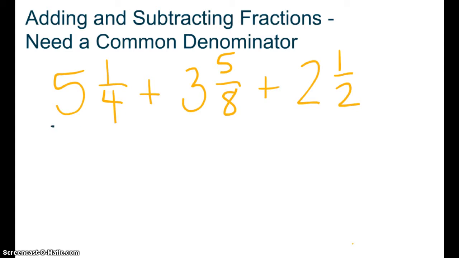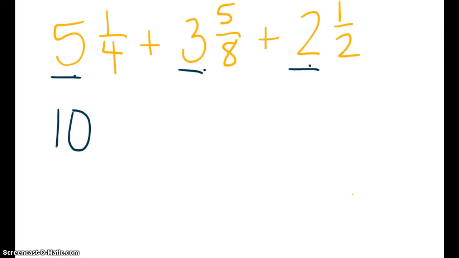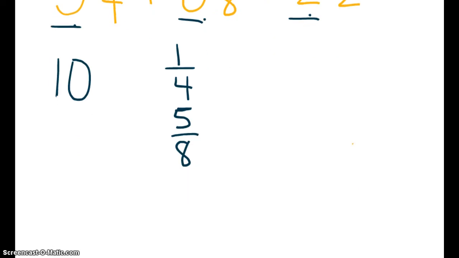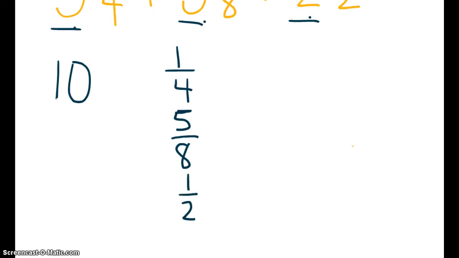So the easiest thing to do is going to be to add your whole numbers first. 5, 3, and 2. 5 and 3 is 8, and 2 is 10. So adding your whole numbers first is perfectly fine. Now we have a fourth, we have 5/8, and we have 1/2. We need to find a common denominator for all of those.